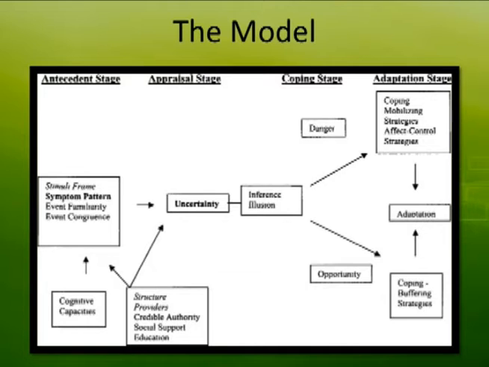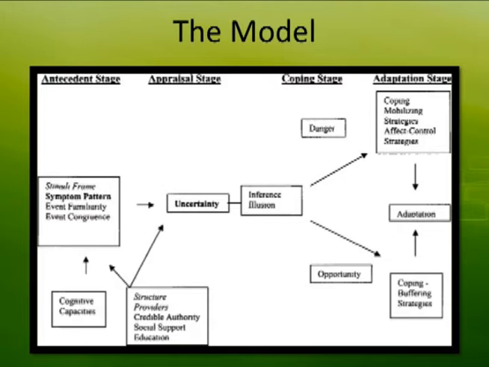It occurs when an individual cannot develop a cognitive schema through which the illness event is interpreted. A cognitive schema consists of a stimuli frame, cognitive capacity, and structure providers. These 3 precede uncertainty and are involved in information processing. Uncertainty exists in 4 forms.